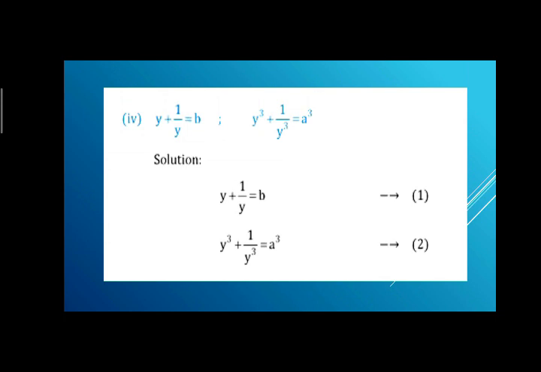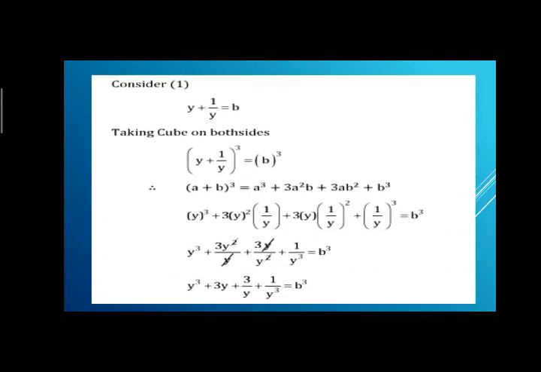y plus 1 over y is equal to b, and y cube plus 1 over y cube is equal to a cube. Now in this question you have to apply the cube formula, that is a plus b whole cube. So the first equation is y plus 1 over y equal to b. The second equation is y cube plus 1 over y cube equal to a cube. Now we pick equation number 1 and take the cube on both sides.